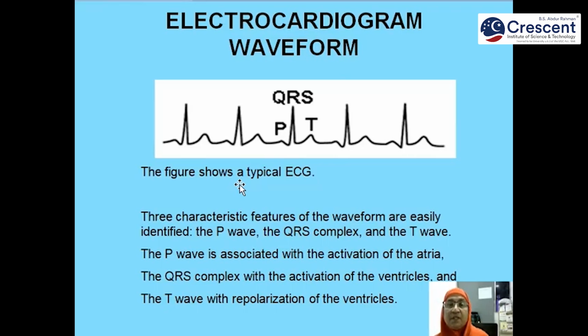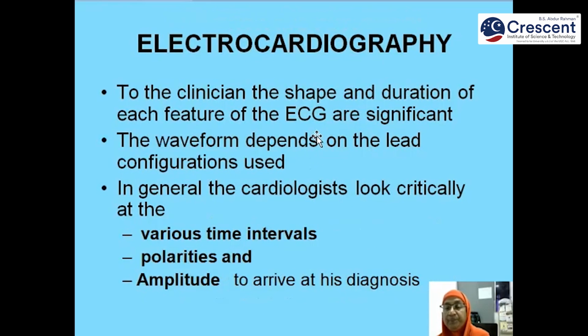So we can see the ECG waveform. Three characteristic features of the waveform are easily identified: the P wave, QRS complex and the T wave. The P wave is associated with the activation of the atria, the QRS complex is the activation of the ventricle, and the T wave is the repolarization of the ventricle. So how will the clinician diagnose the ECG?